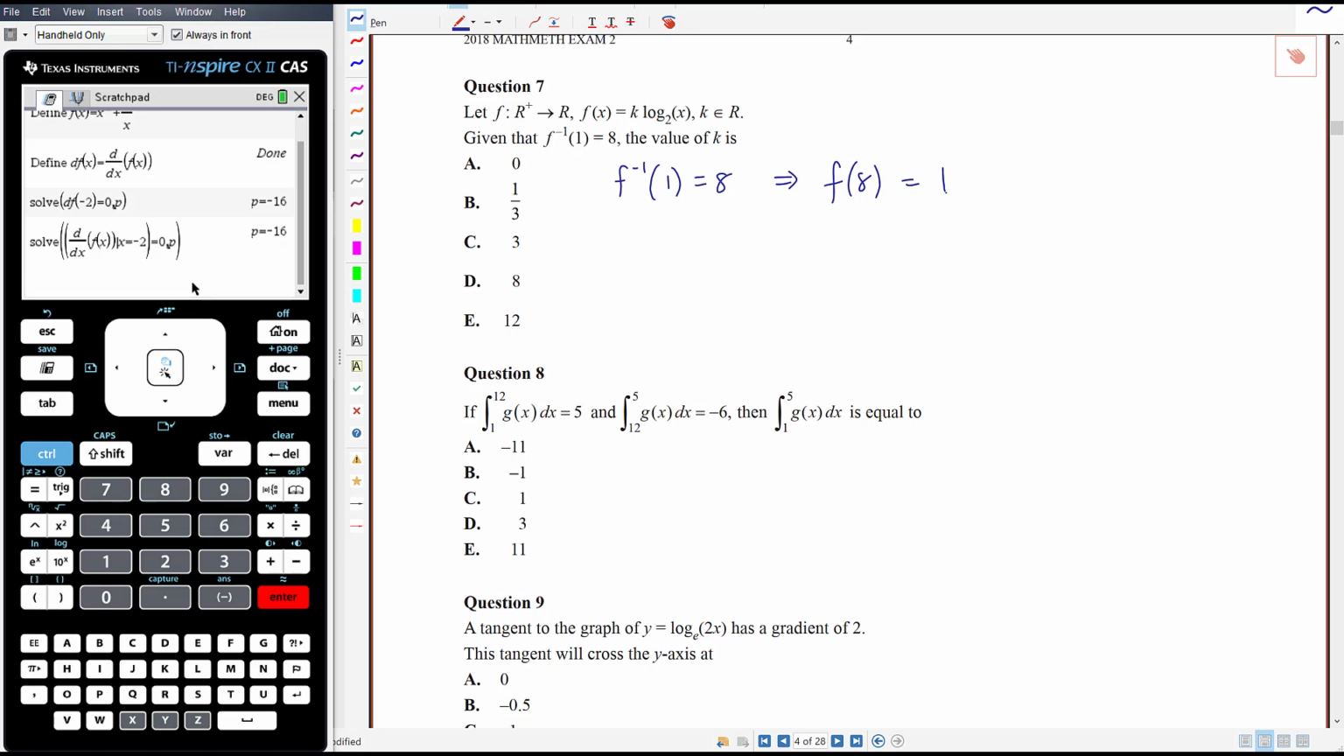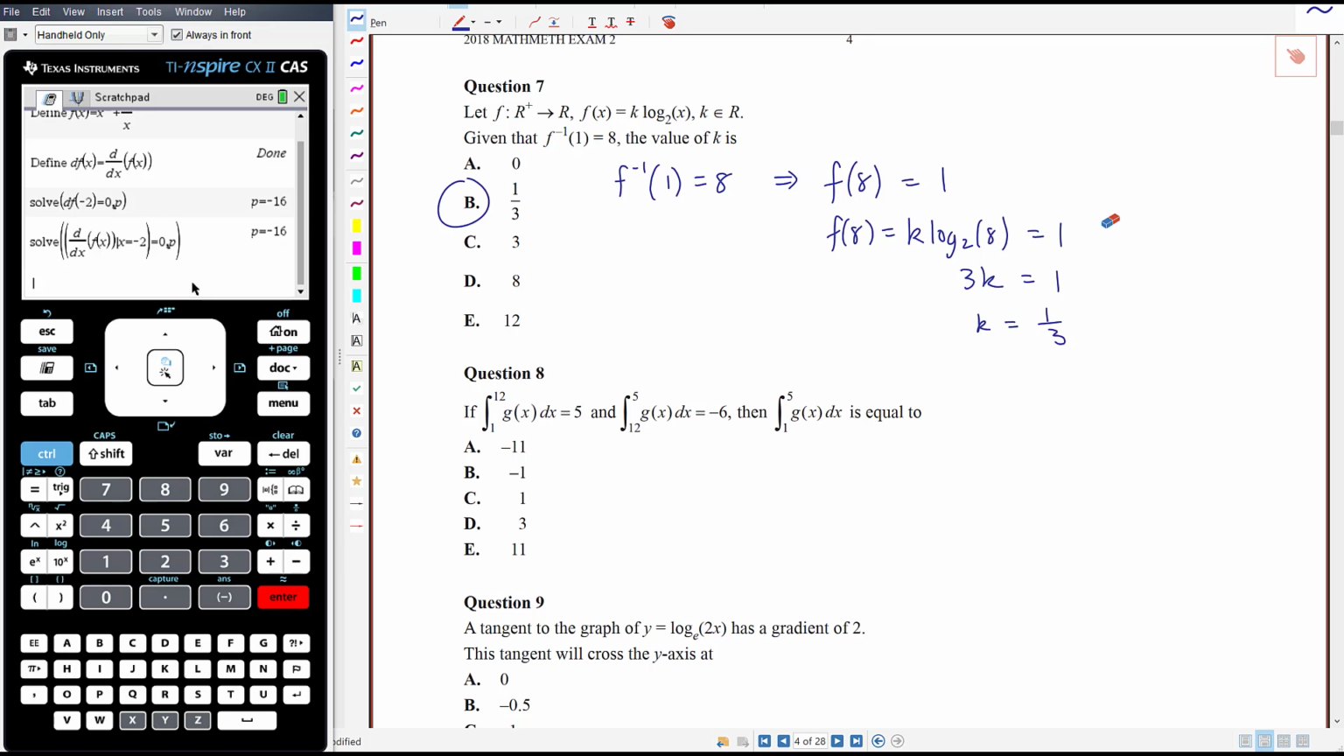So if the inverse function goes through (1, 8), the original function goes through (8, 1), and then we can use that to find k. Okay, so f(8) is going to be k times log base 2 of 8 equals 1. Log base 2 of 8 is 3, and so k is 1/3. Obviously, you could get your CAS to solve this equation for you, but to me that's more efficient by hand. And again, that's about good decision making.